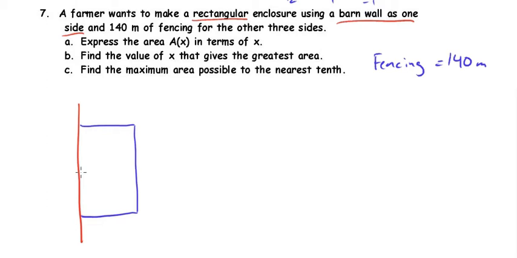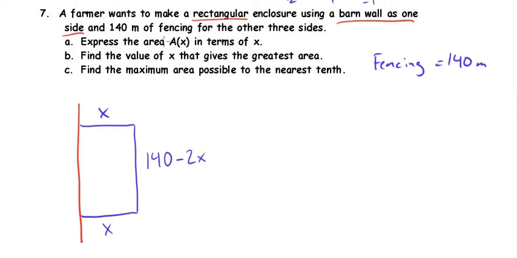If I've got 140 meters of fencing, let's call this side X. I don't know how long it is, but as soon as I know that this is X, I know the other side is X also, because again, it's a rectangle. Now, however much I use for X, I have 140 total, so this side over here is going to be 140 minus, well, how much is used? There's two X's, so 2 times X.